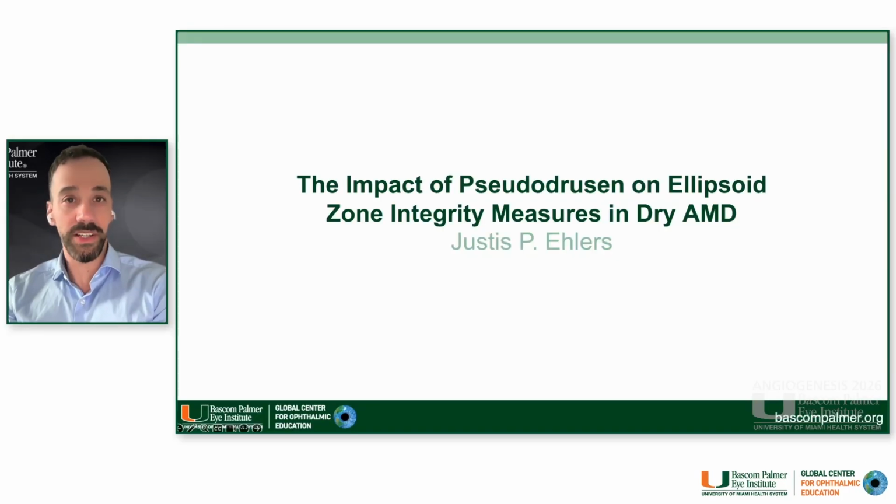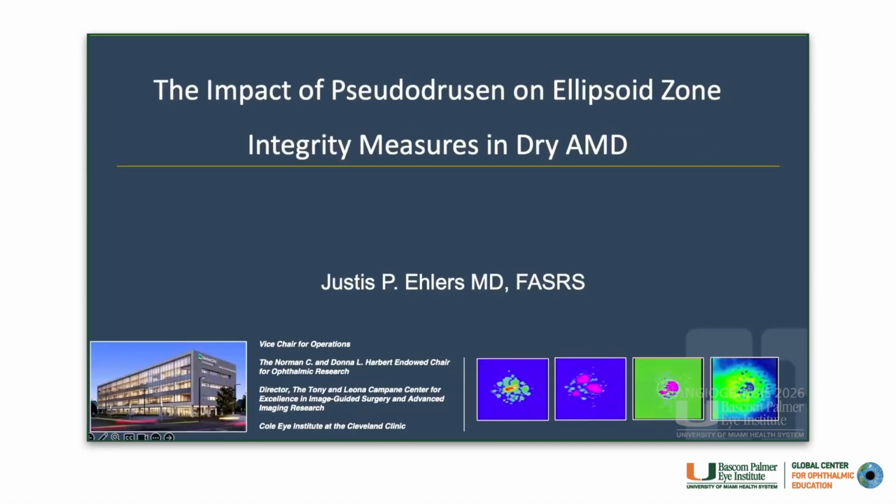We'll move forward with Justis Sella. We're going to talk about the impact of pseudodrusen on ellipsoid zone integrity measures in dry AMD. Take it away, Justis. Good morning. It's a pleasure to be here. I want to thank Phil, Harry, and Tom for the opportunity to present here at this wonderful meeting.